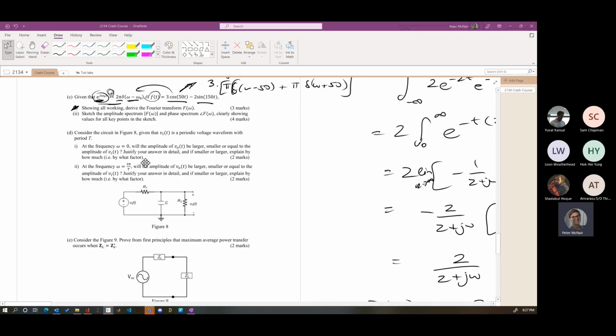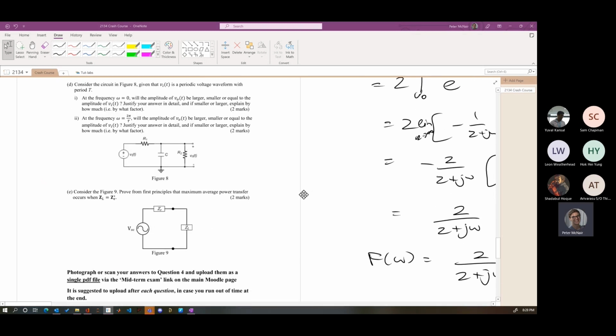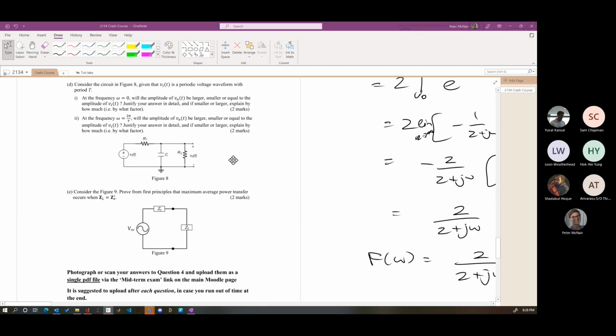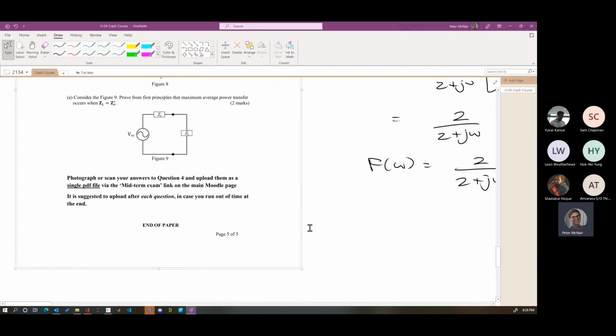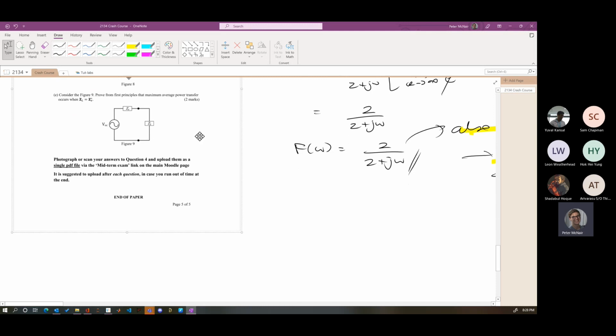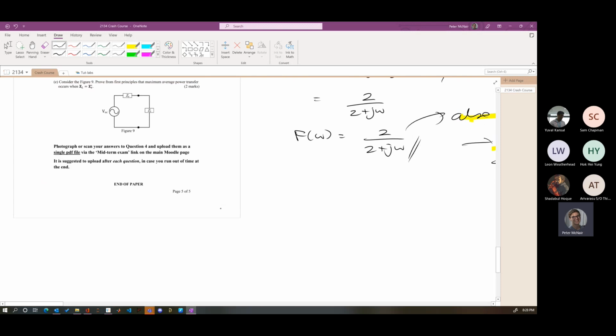We may just move on from question D if anyone has any worries there. Just let me know, or if not, let's have a look at this question E. So we want to prove from first principles that max average power transfer occurs when ZL is the conjugate of ZE.